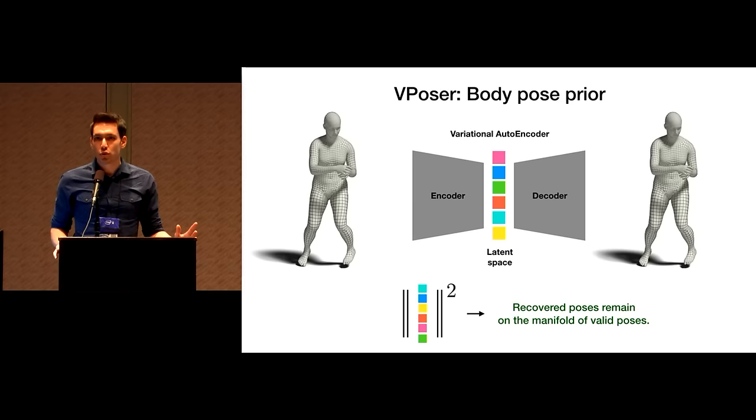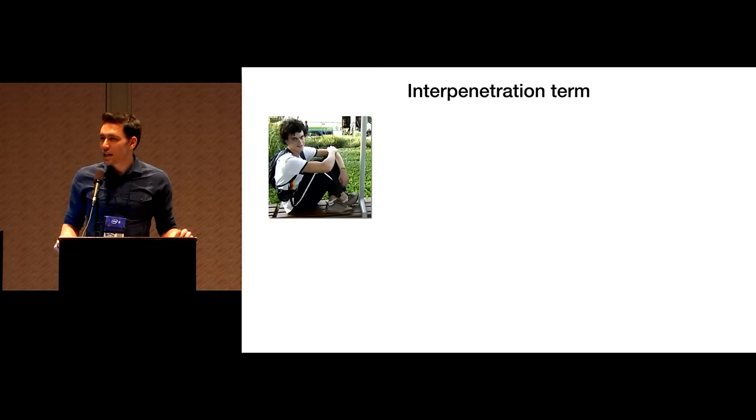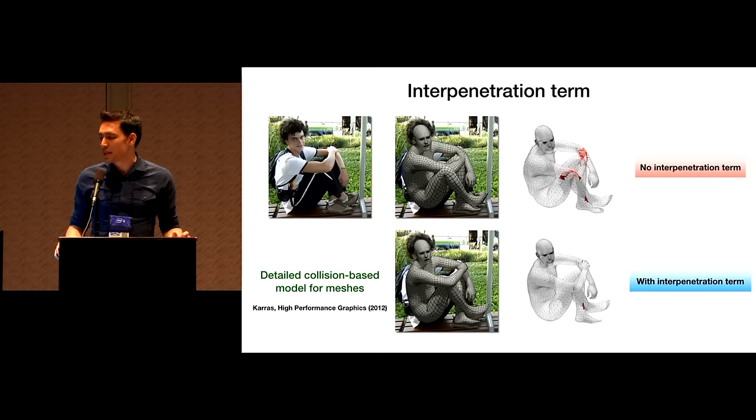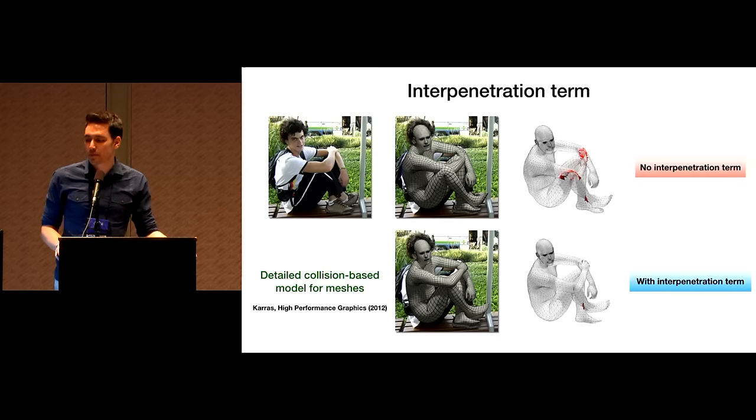Even with a good pose prior, though, the recovered poses can still include self-collisions and interpenetrations of the body parts that are physically impossible. To avoid these problems, we employ an interpenetration penalty, which is based on a detailed collision-based model for meshes. Our formulation is explicitly differentiable and more accurate than the capsule approximation of SMPLify.